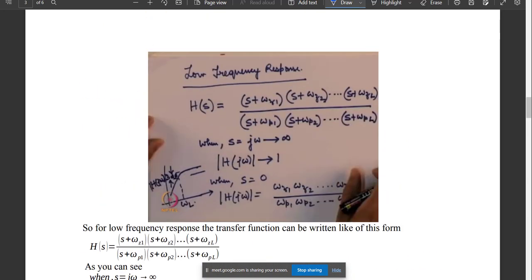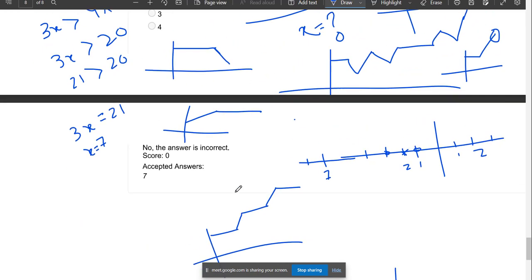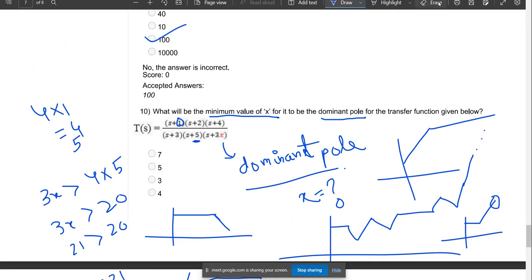So this is for low frequency response. Do you have any doubt here? Got it, right, everyone?